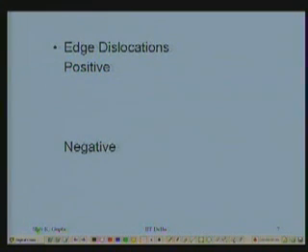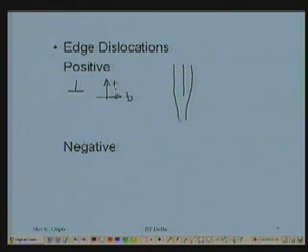In the case of the positive edge dislocation, that's how the symbol is, and the relationship between T and B is this. And if you look at the arrangement, the part plane comes and stops in the crystal at the slip plane. This is where your slip plane is.